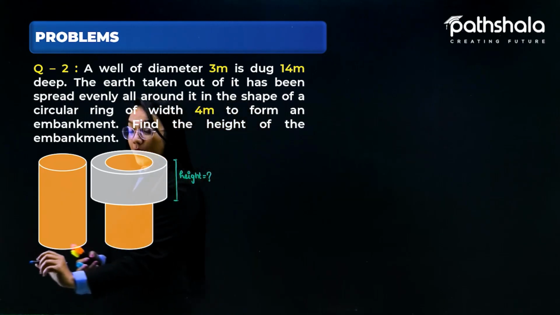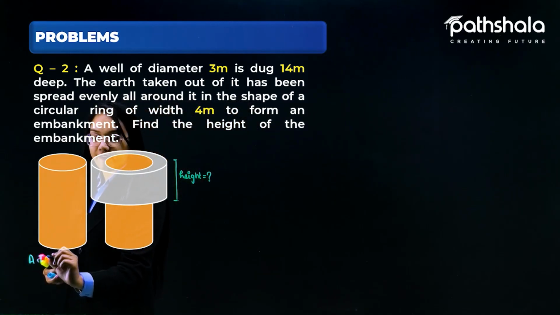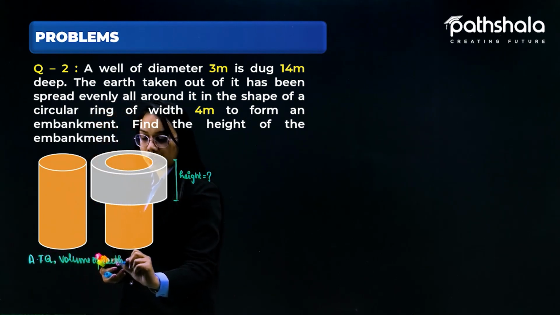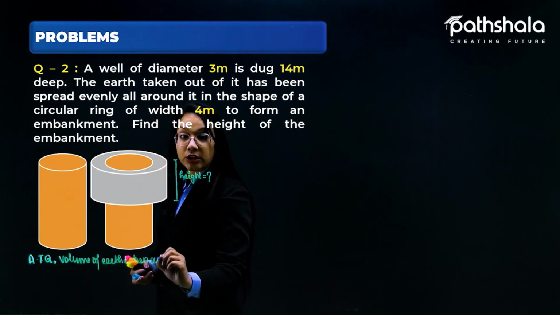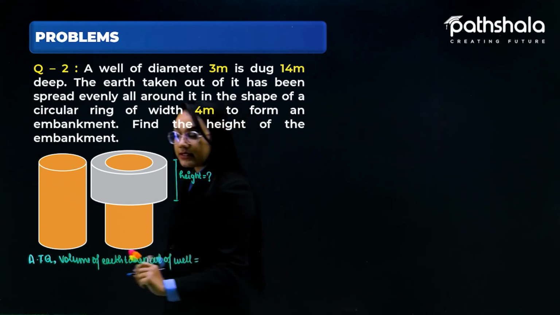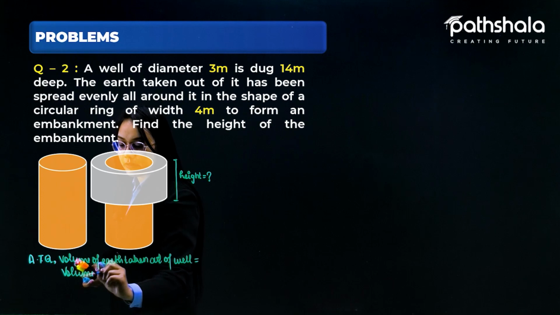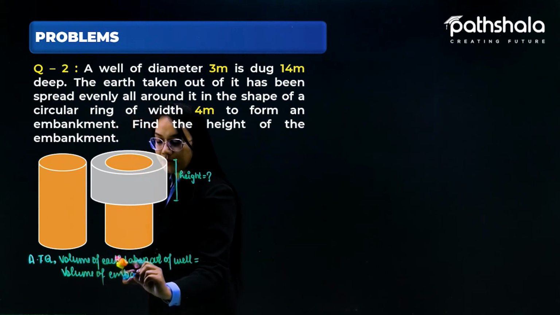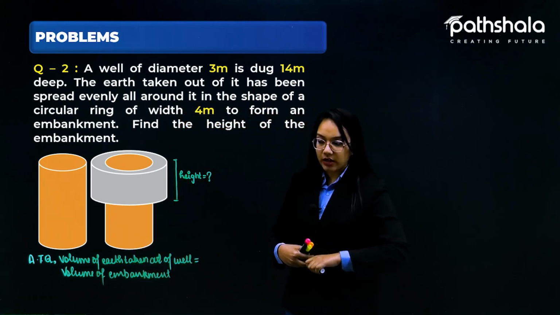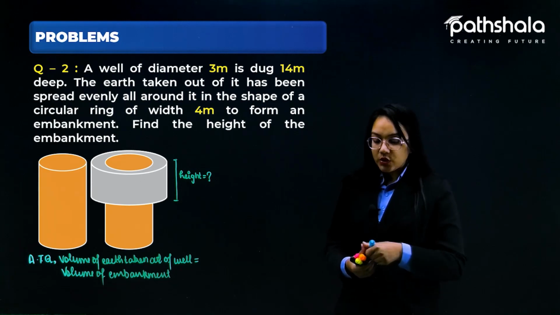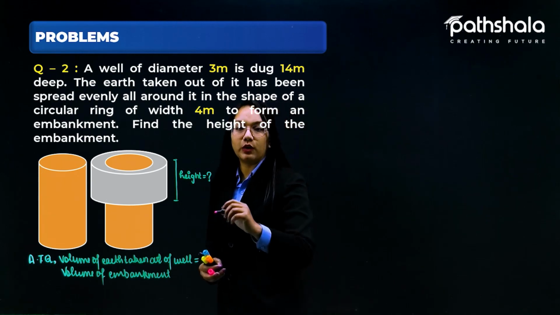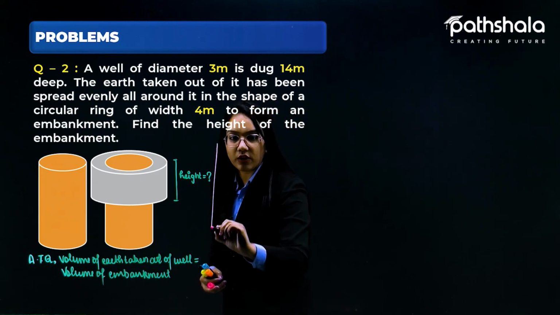From this question we know a particular fact: according to the question, the volume of the earth taken out of this well is equal to the volume of the embankment. We know about this concept because it is already given to us that the volume of the earth taken out of the well is equal to the volume of the embankment. So using this concept, we will now find the height of this particular embankment. So let's start finding out the height of the embankment.